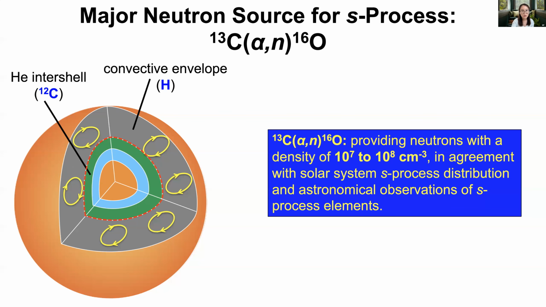We see that the helium intershell is full of carbon-12 as a product of the triple-alpha reaction. And also this helium intershell is surrounded by a giant hydrogen envelope. So if the hydrogen in the convective envelope can be mixed inward, then carbon-12 can capture protons to form carbon-13, the major neutron source for the s-process.